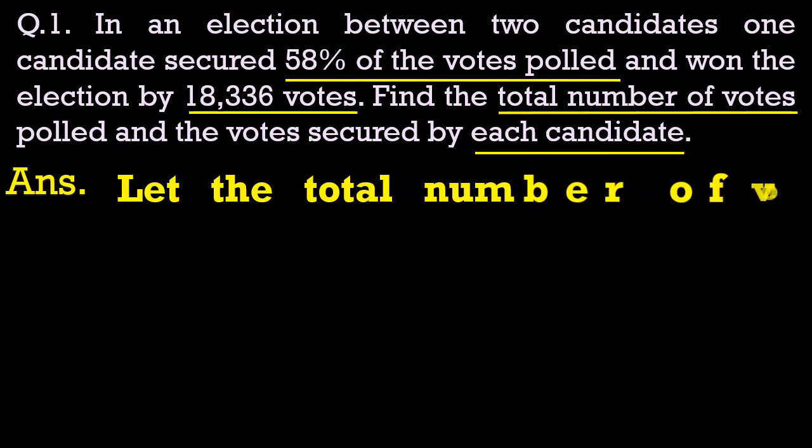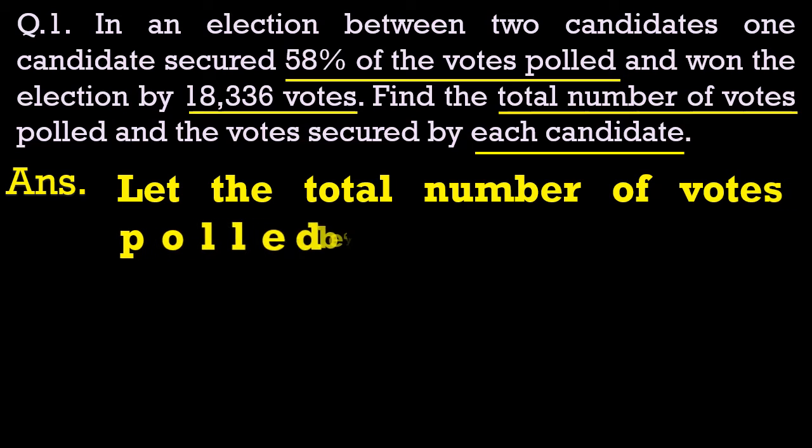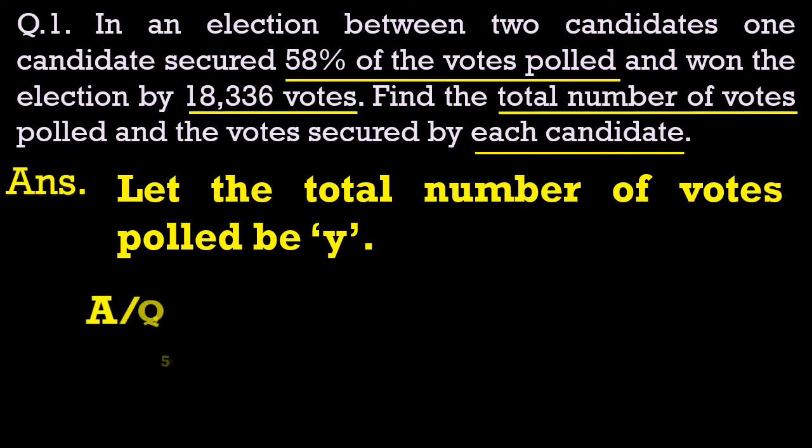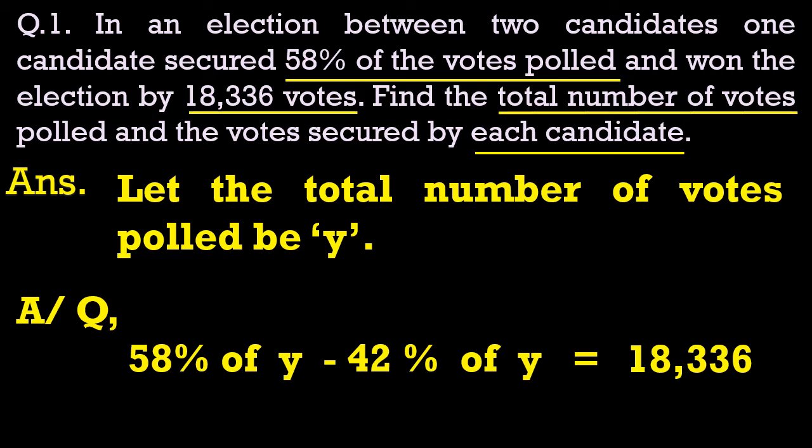I am going to solve this with the help of a variable. So let the total number of votes polled be Y. I don't know what is the total number of votes. According to the question, 58% of Y I have written here because 58% of the votes polled were won by one candidate. So the winning candidate has 58% of Y. The losing candidate has 42% of Y.